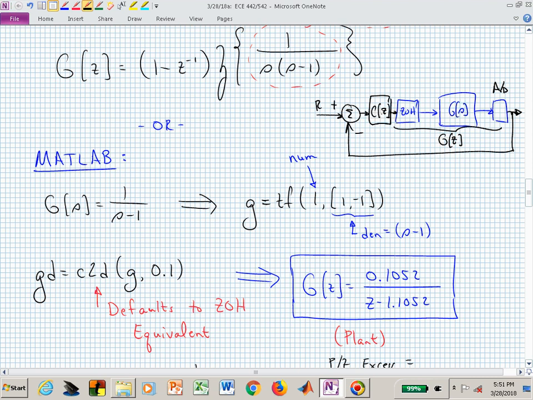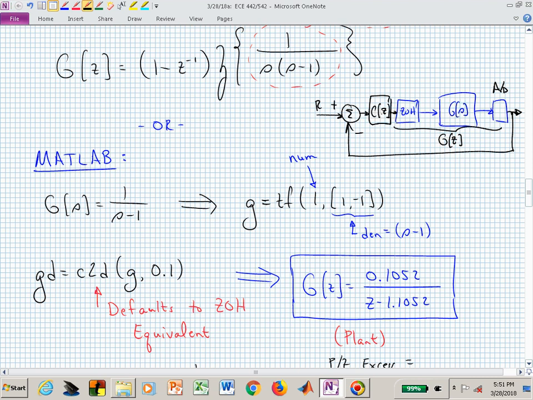The default on this C to D function is actually to default to a zero-order hold equivalent. And so you don't have to put a third argument in that function, in quotes, and tell it what you want it to be. It will just default to the zero order hold equivalent, which will now give you a capital G of Z.